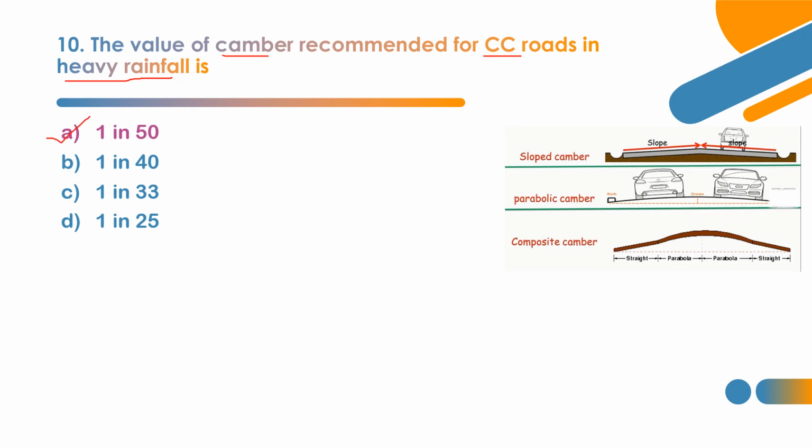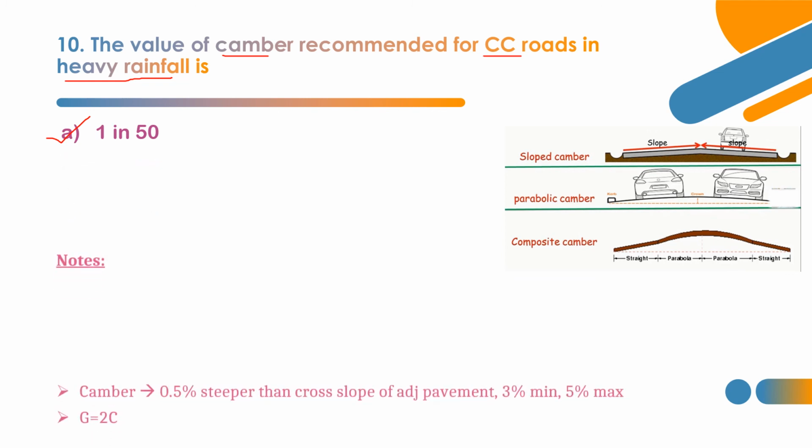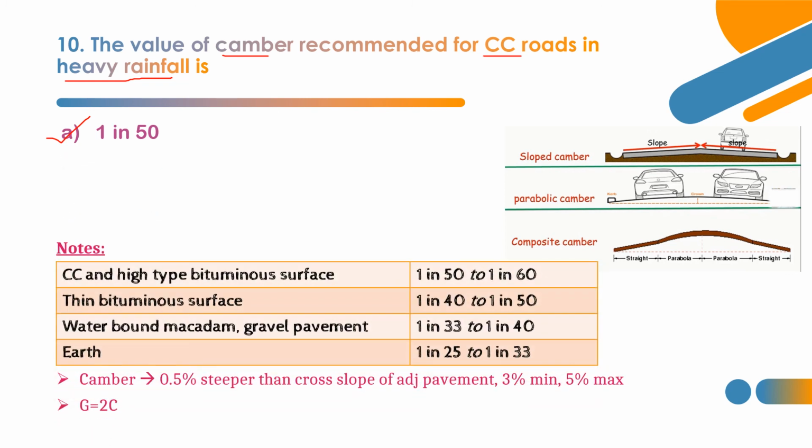Now let's see some other values with respect to other criteria. In case of cement concrete and high type bituminous surface, it ranges from heavy rainfall to low rainfall, 1 in 50 to 1 in 60. In case of thin bituminous surface, it will be 1 in 40 to 1 in 50. In case of waterbound macadam and gravel pavement, it will be 1 in 33 to 1 in 40. And in case of earthen roads, it will be 1 in 25 to 1 in 33. So these are some typical values based on IRC code.